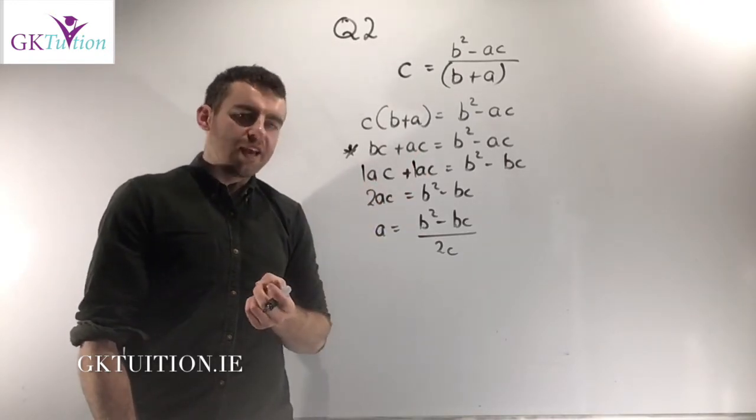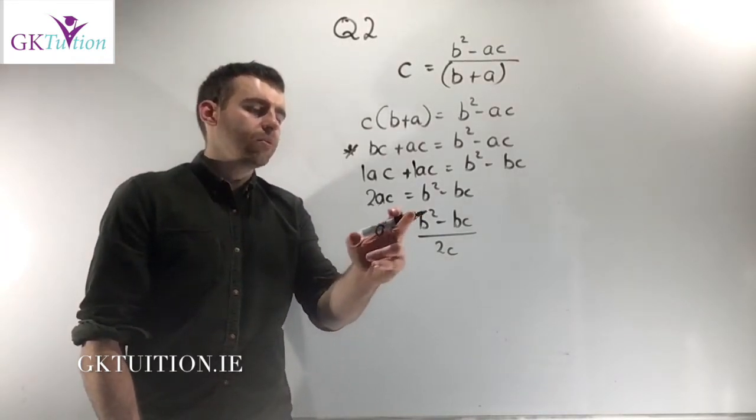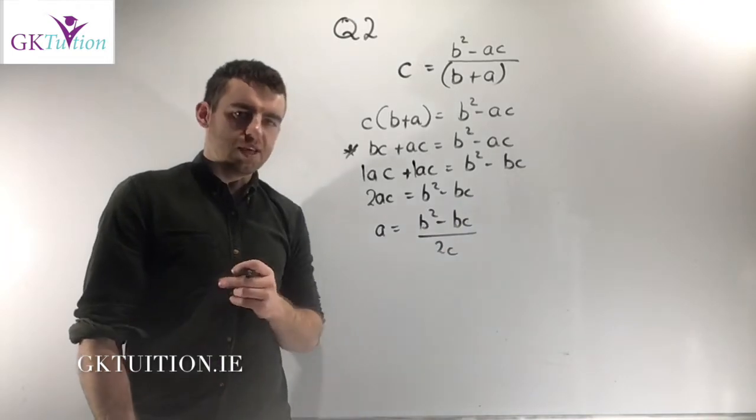And then in order to get a on its own, I divided both sides by 2c, and I end up with a is equal to b squared minus bc over 2c.